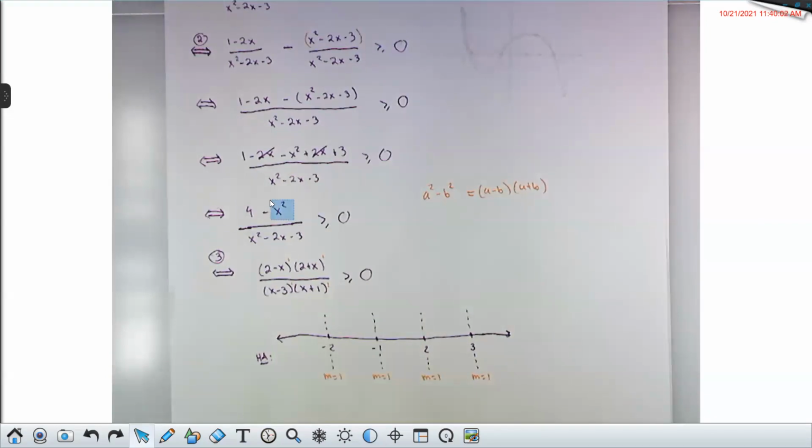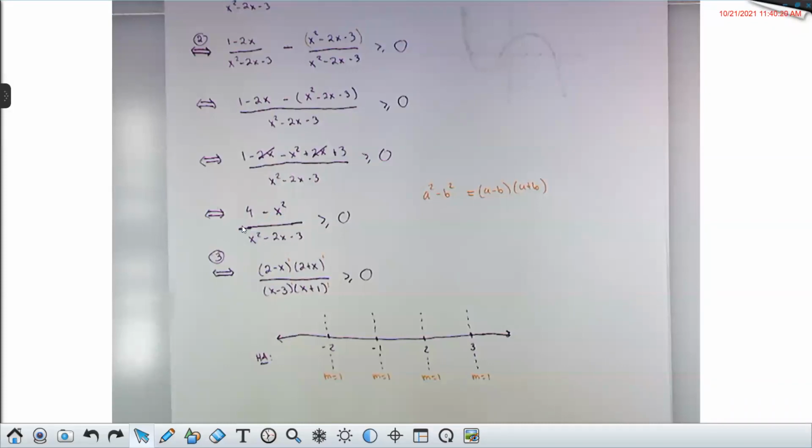It would be 1. So 4 minus x squared, that's a quadratic function, right? There's an x squared there. So the degree of the top here is 2, and the degree of the bottom is also 2. Wouldn't it be -1? Very good. Yeah, the horizontal asymptote is -1.